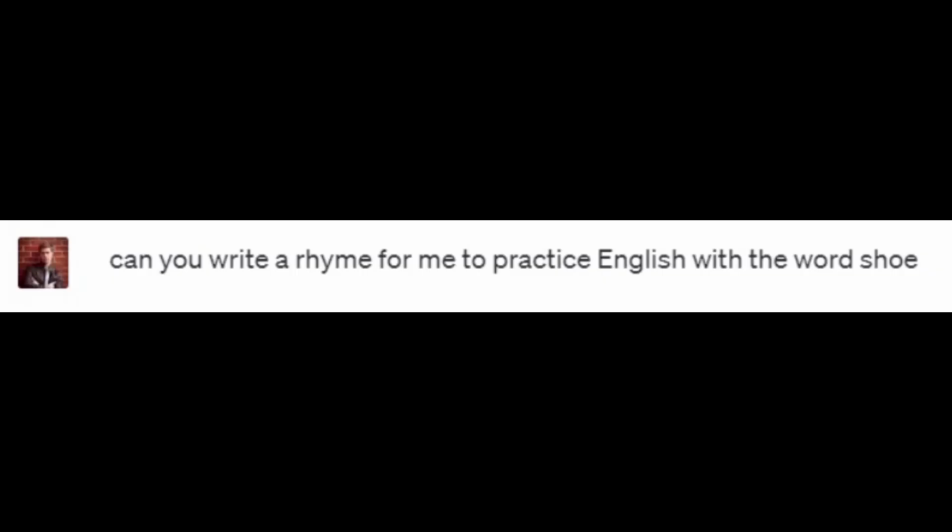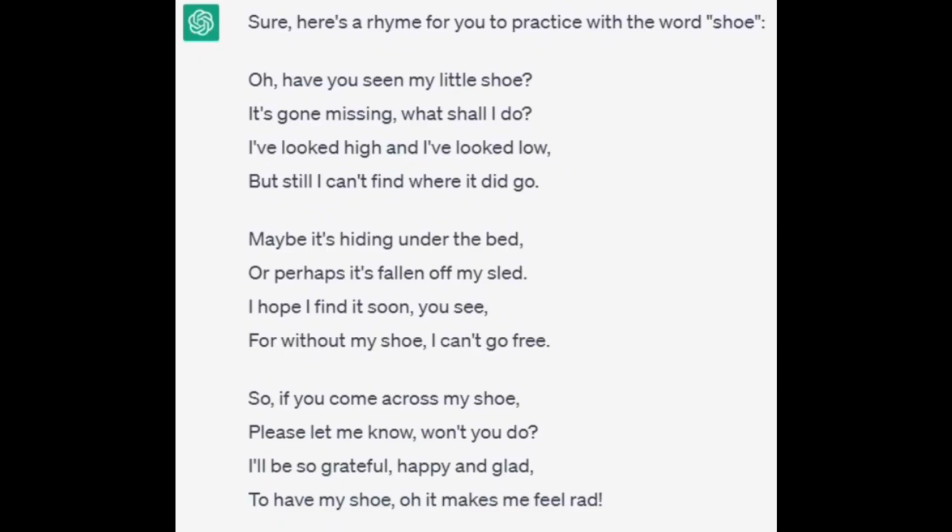Can you write a rhyme for me to practice with the word shoe? Here's a rhyme with the word shoe. I just thought of it on the spot. Sure, here's a rhyme for you to practice the word shoe.